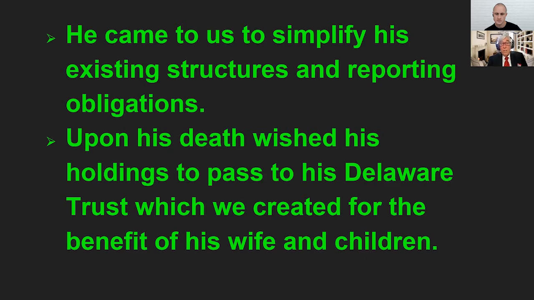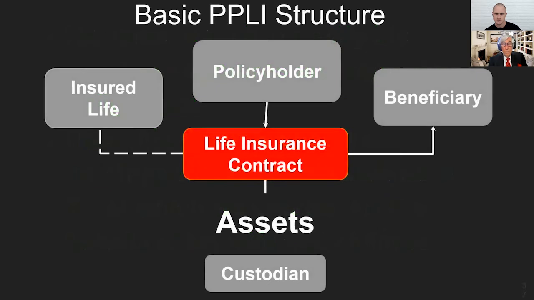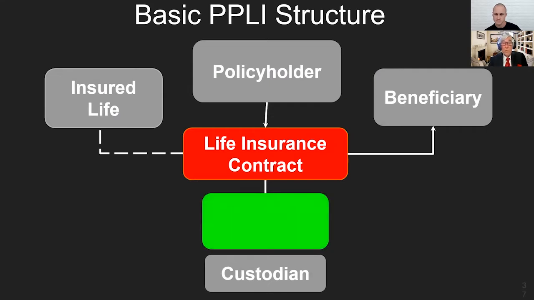And upon his death, he wished his holdings to pass to a Delaware trust, which we created for the benefit of his wife and children. So again, policy holder, the ultra high net worth entrepreneur. He was also the insured life. Beneficiary, the Delaware Trust, and the assets are what we just detailed. So again, same structure, different assets.